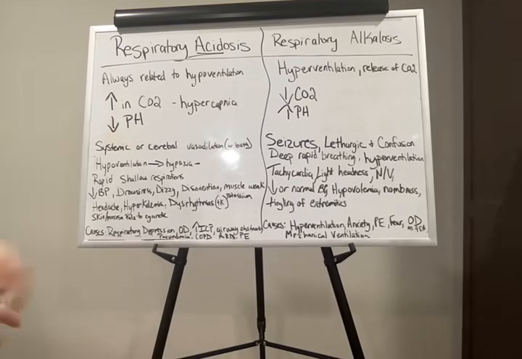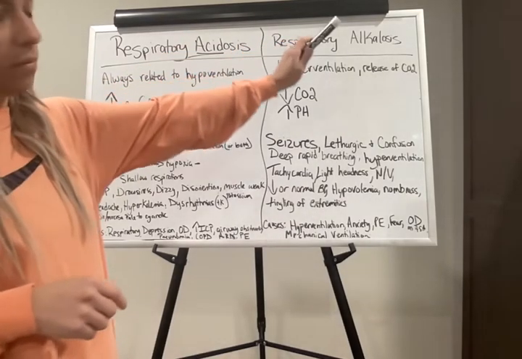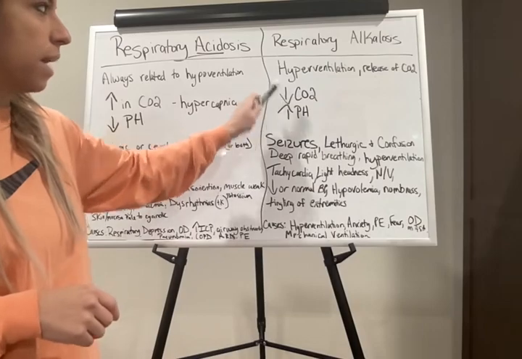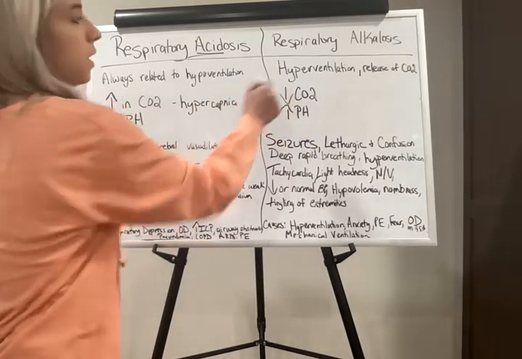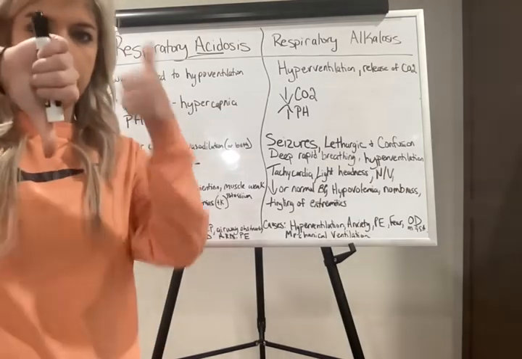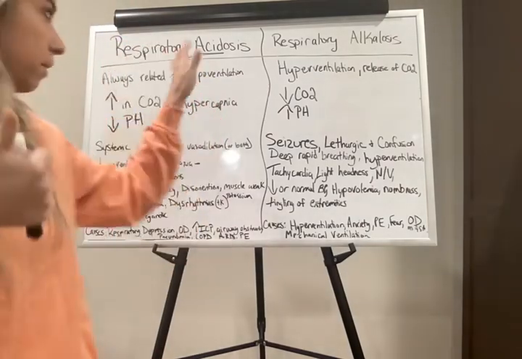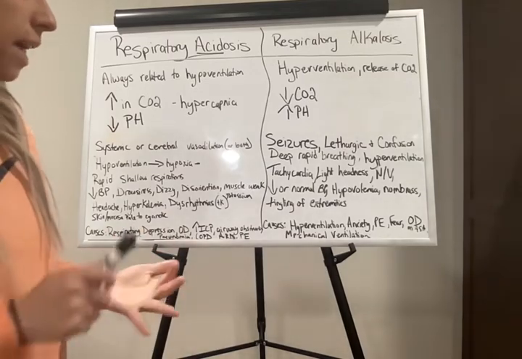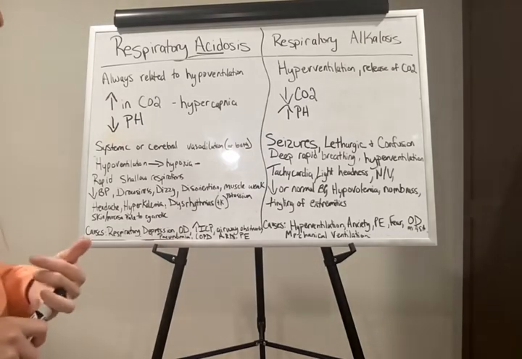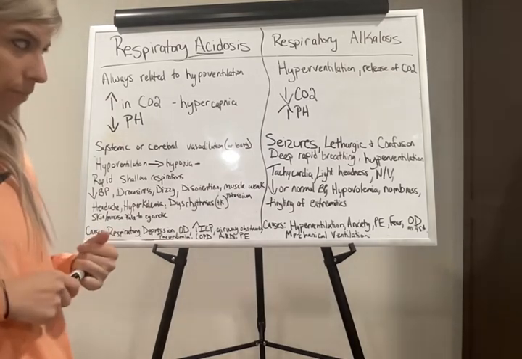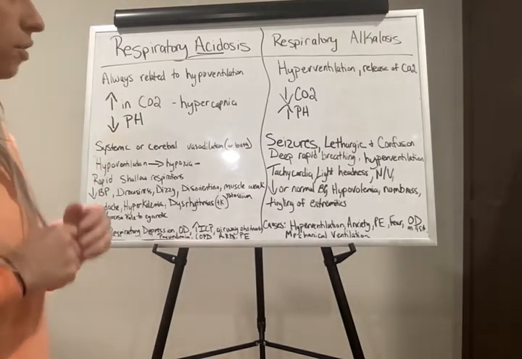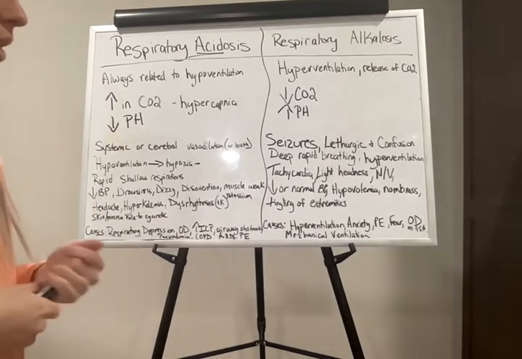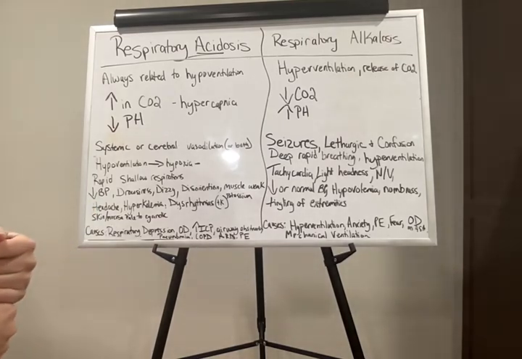Respiratory alkalosis, hyperventilation's occurring, too much release of CO2. So hyperventilation. What happens when we're hyperventilating? The CO2 is going to go down. So this one's going to be CO2 down, pH up. Opposite of respiratory acidosis. It can be due to seizures, they can have lethargy and confusion going on. These patients are going to have deep, rapid breathing. Hyperventilation, tachycardia, lightheadedness, nausea, vomiting, decreased or normal blood pressure, hypovolemia, numbness, tingling of extremities.